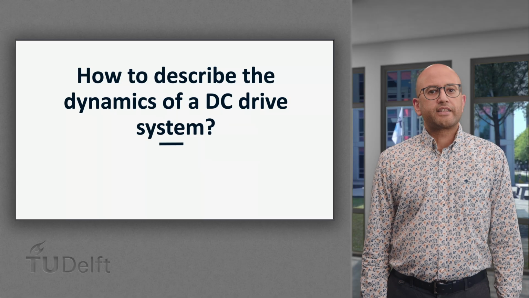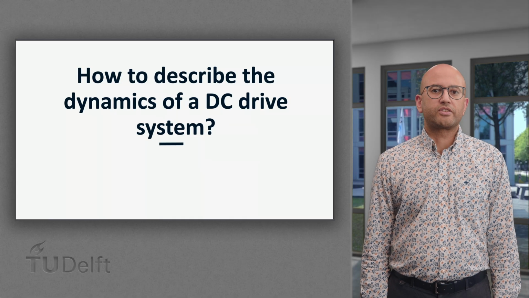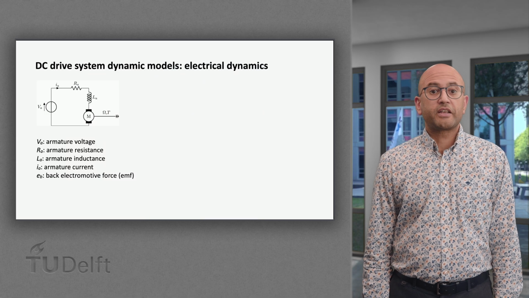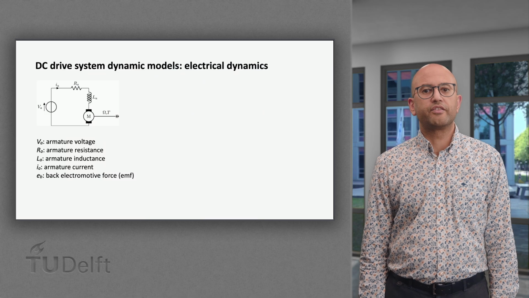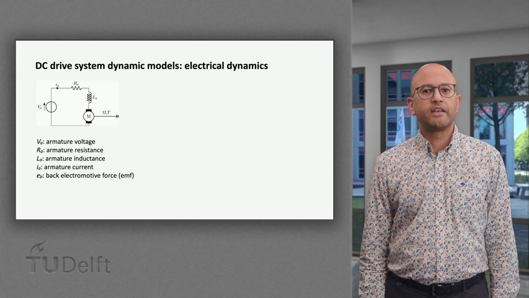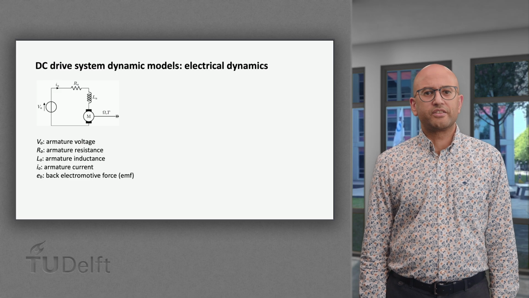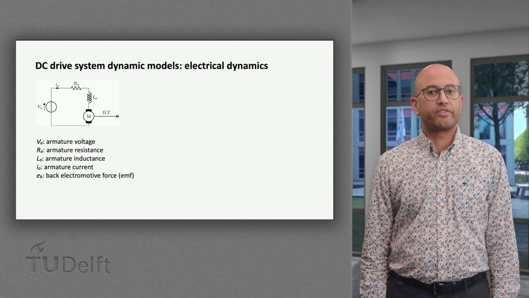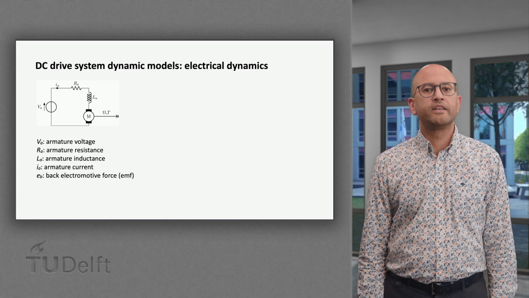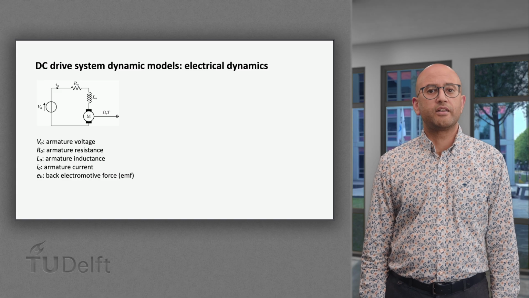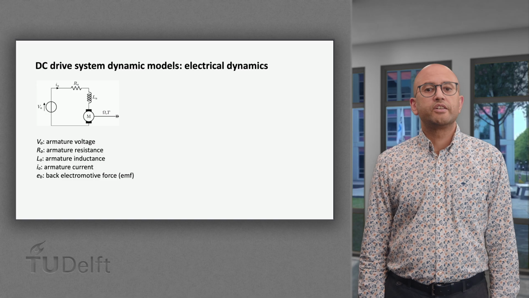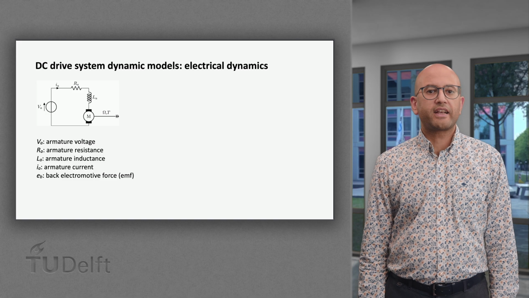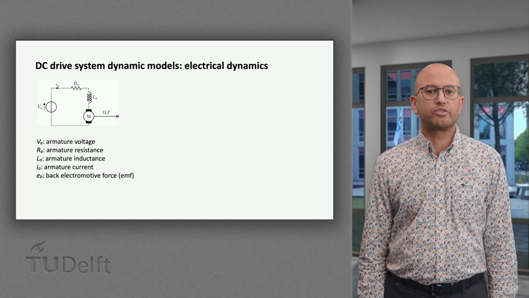Let's first look at how the DC drive system dynamics is described. Let's look into the dynamic of DC machines as shown in the figure on the left. As discussed in the previous lectures, to simplify our analysis, the equivalent circuit of the DC motor is used. The circuit includes the armature voltage, resistance, inductance, current, and also the back EMF, which contributes to the torque output.